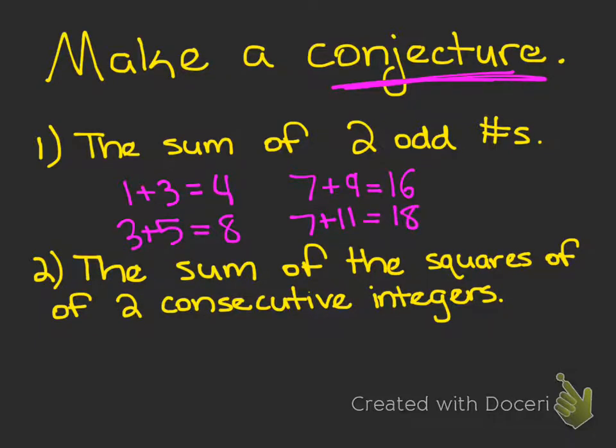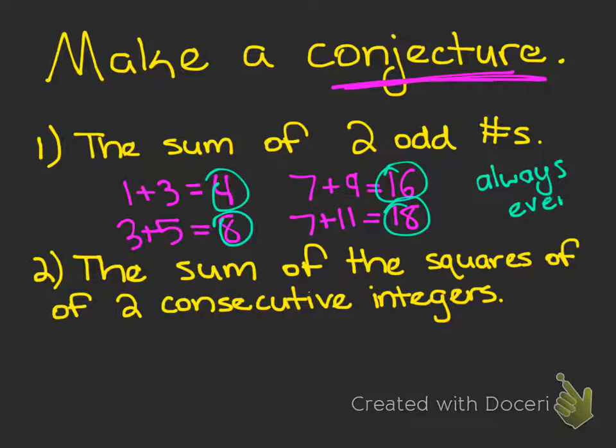So what do you notice about the sum of all these numbers here? Well, the only relationship that they all share is they're even. So we can make a conjecture that the sum of 2 odd numbers is always even. Okay, that is as specific as we can get, because other than that, they don't share any factors. Now let's look at number 2.